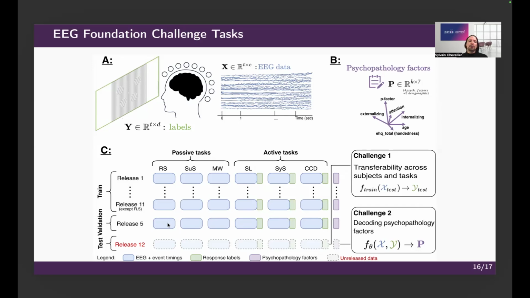And then in the last phase, we moved on to unseen data, unreleased data, that is release 12, which is not openly available now. And we evaluated all the contestants on this specific dataset using the two tasks: the prediction task, a little similar to the BCI, and the psychopathology task. So a new task that is quite important.